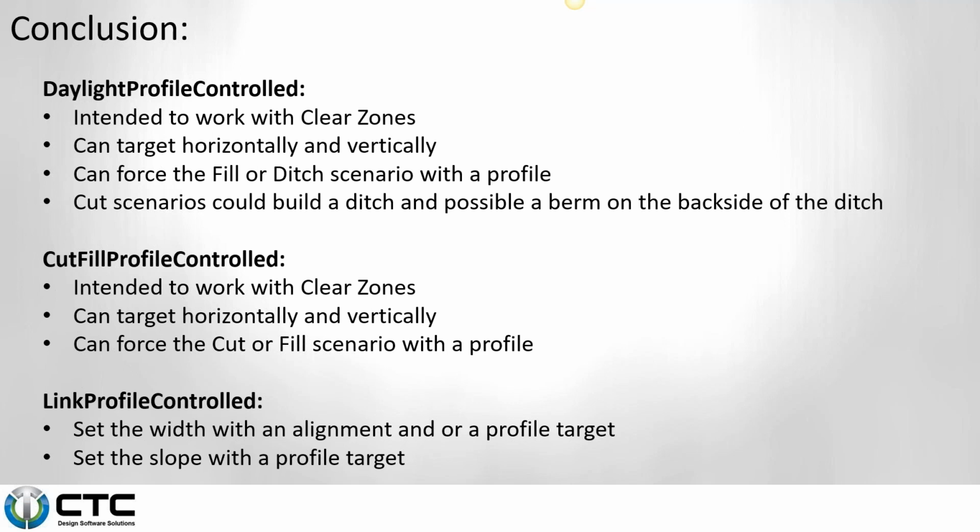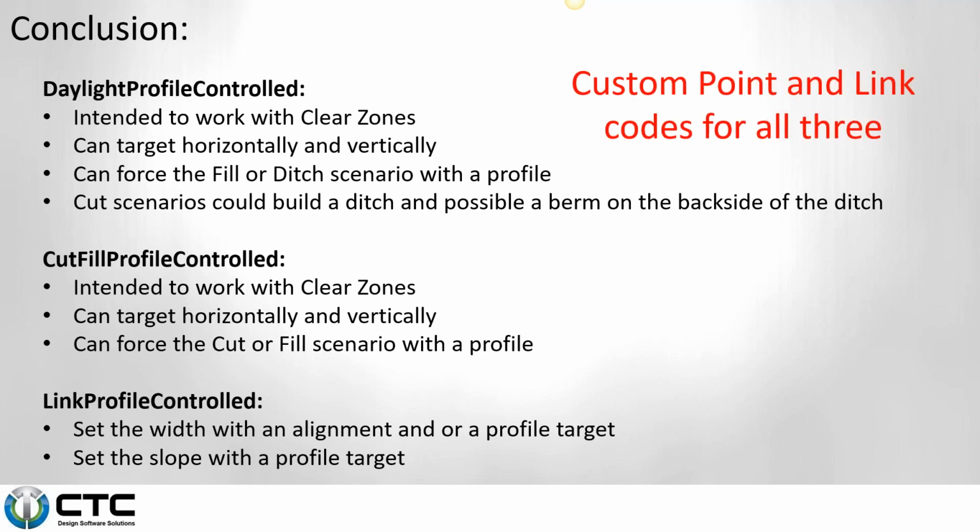And then the link profile control: set the width with the alignment and/or a profile target, and then set the slope with a profile target. So the link profile is the simplest of the three, but still has a lot of power to target horizontally and vertically. The key thing here is all three have custom point and link codes. So I'm allowed to utilize my code set styles to display my assembly, my corridor, or such the way that I need to have it displayed for that portion of the project.